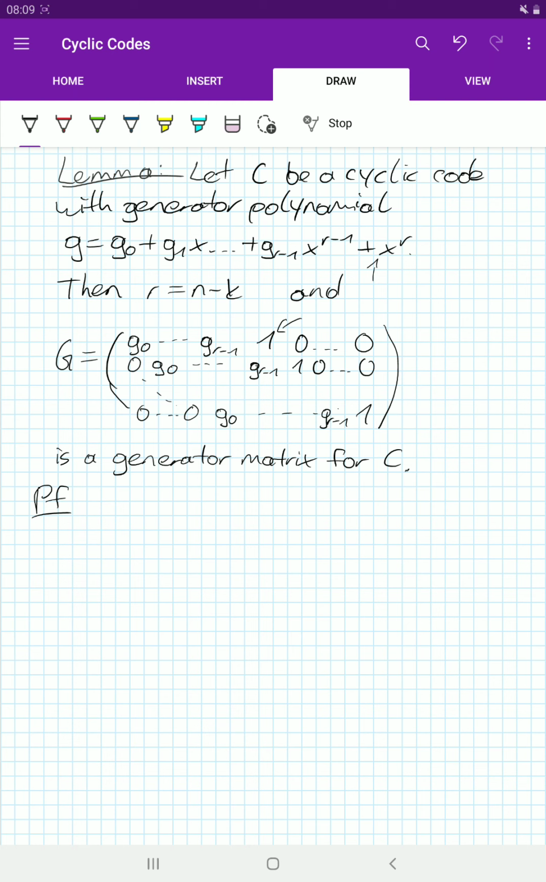So first note that this row here corresponds to G, this to G times X, until G times X to the N minus R minus 1.